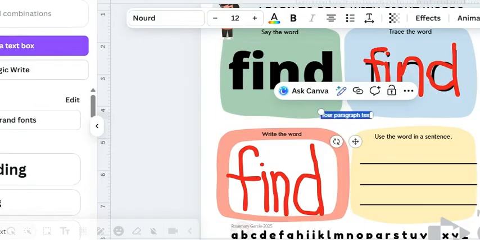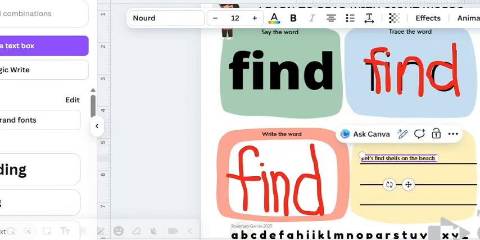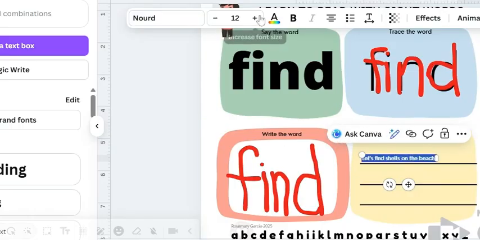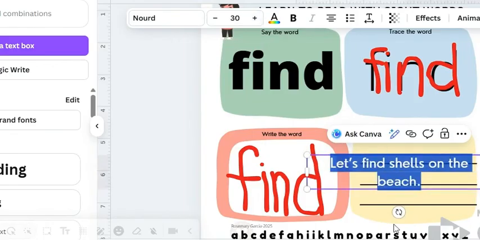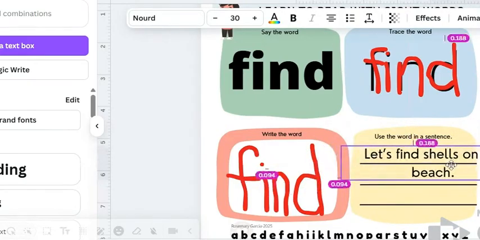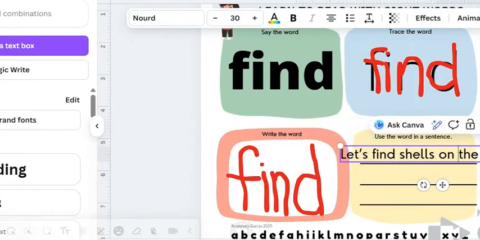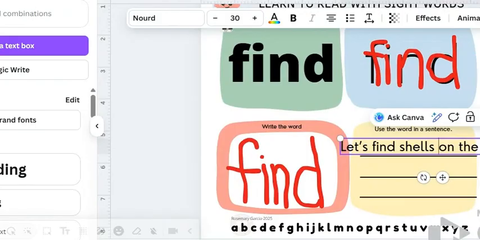Let's find shells on the beach. Capital letter, let's find shells on the beach. Period. Don't forget that period to end your sentence. And again, I'm going to make this a little bigger. I want to make sure you can read it. Please go ahead and write the sentence. Let's find shells on the beach.